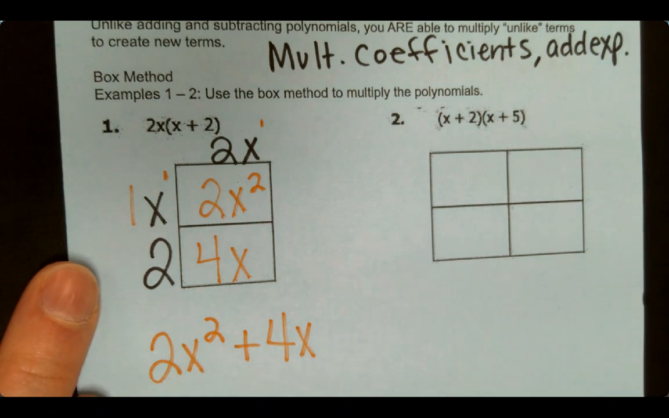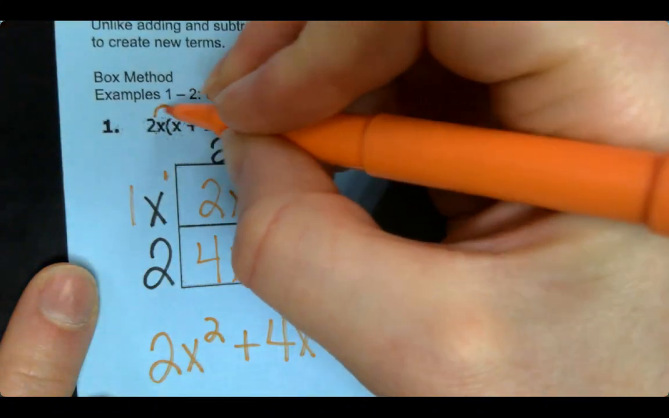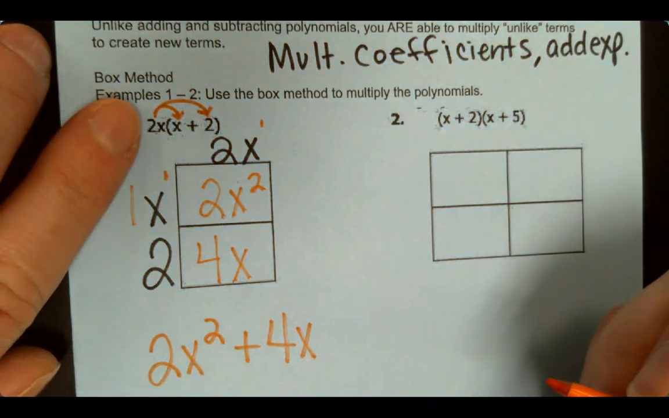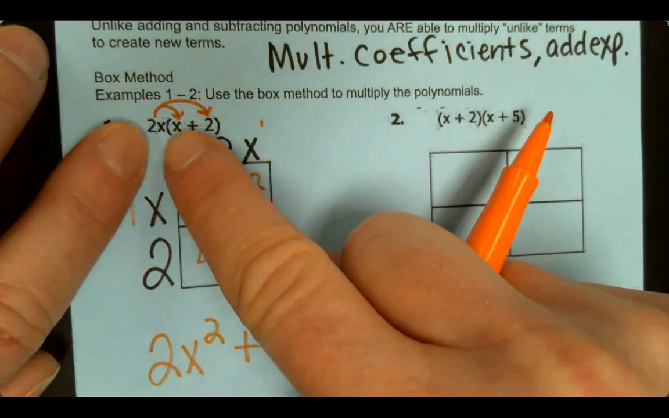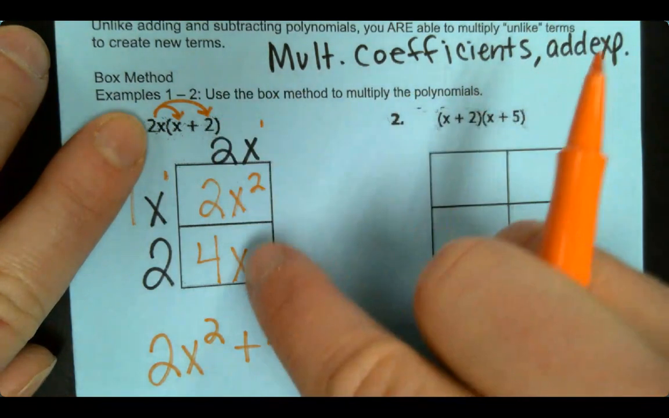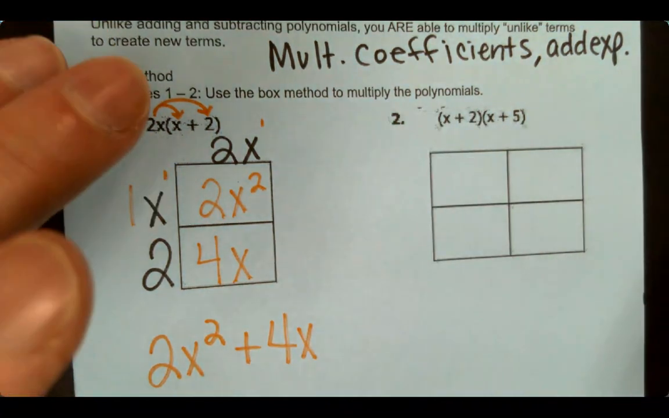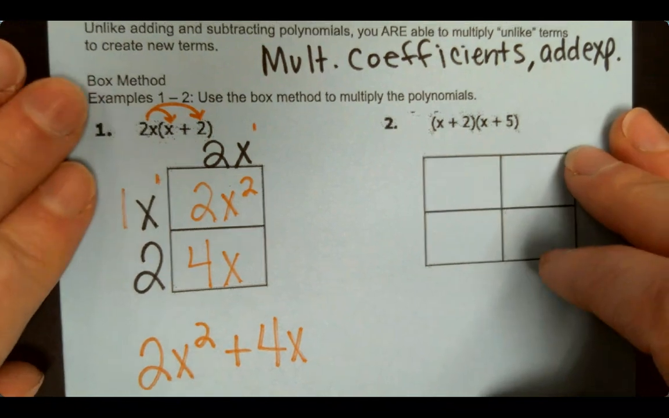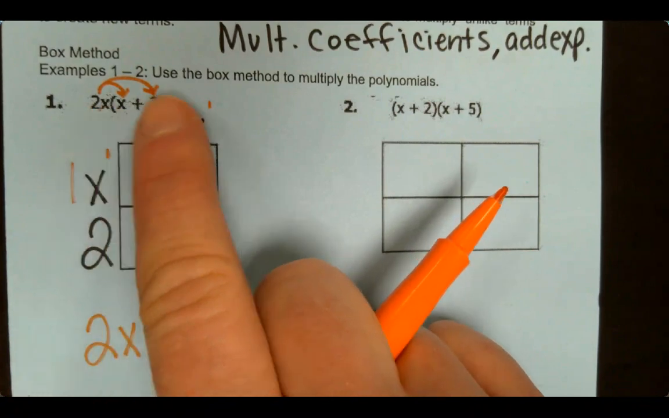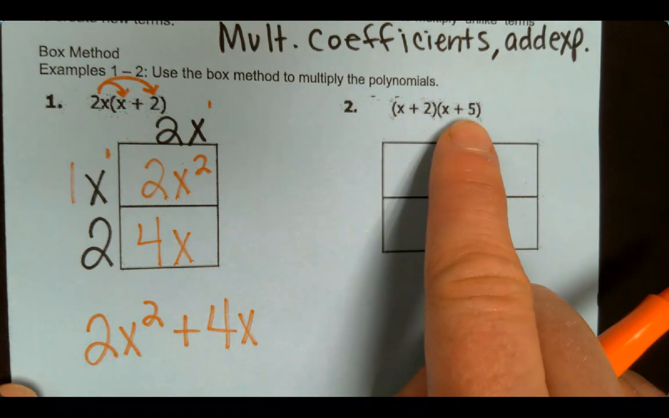So what we just did was use the box method to multiply these. But what we did yesterday was we did distributive property. But look at what distributive property does. It does the same thing. 2x times x is 2x squared. 2x times 2 is 4x. So it's the same thing. The box just makes it a little bit more organized. So this was monomial times a binomial. So one term times two terms. Now we're going to do 2 terms times 2 terms.